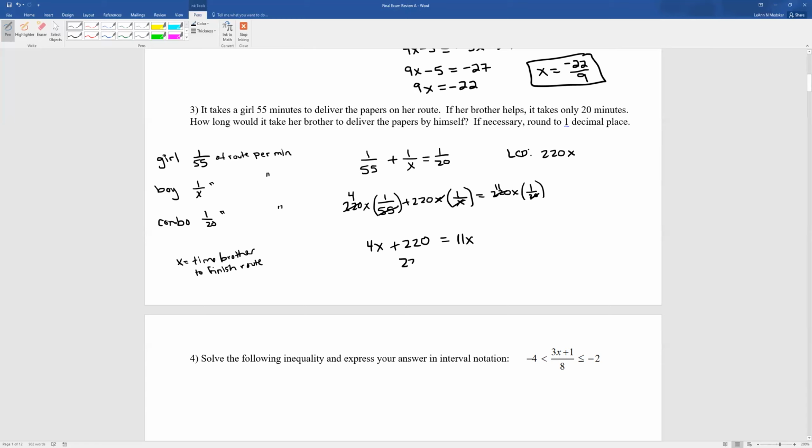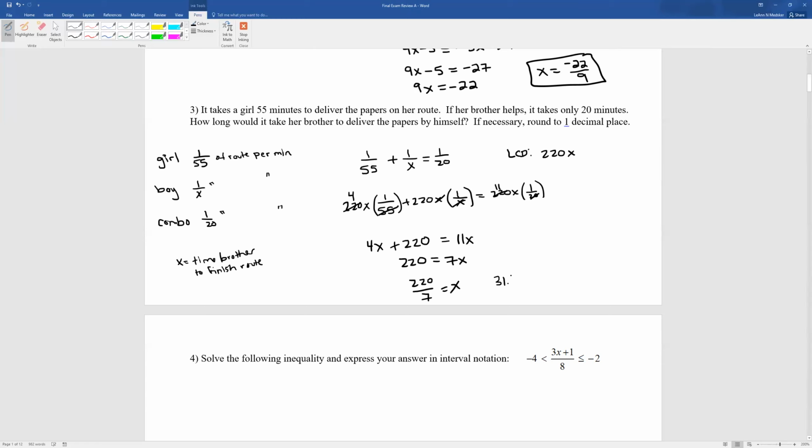I would subtract the 4x to the other side, and that's going to give me 220 equals 7x. And then we're going to divide by 7. Now the directions did say to round to 1 decimal place, so I'm going to actually do the division here. And 220 divided by 7 is 31.428. The 2 is in the second decimal spot, so I'm going to write that out first.